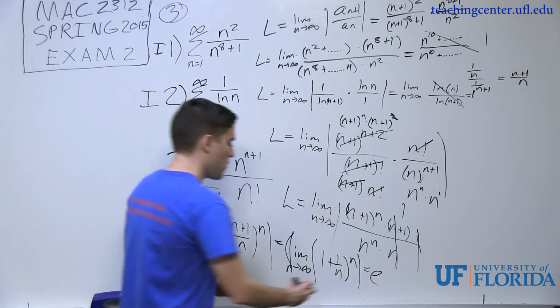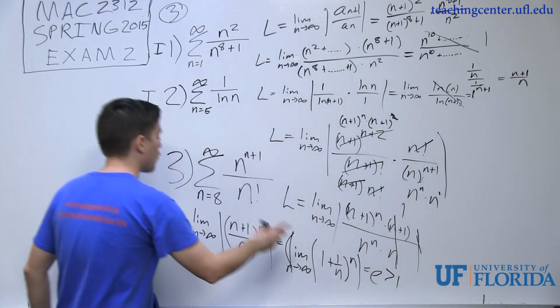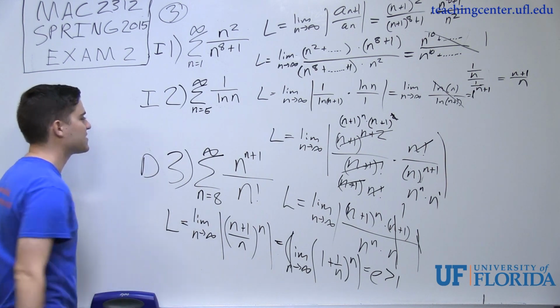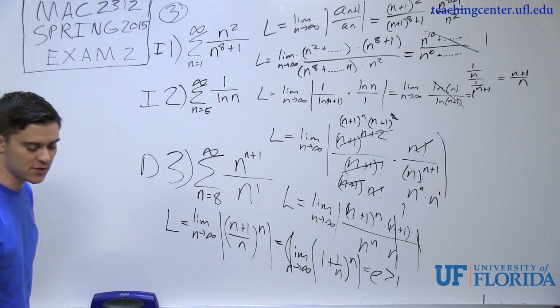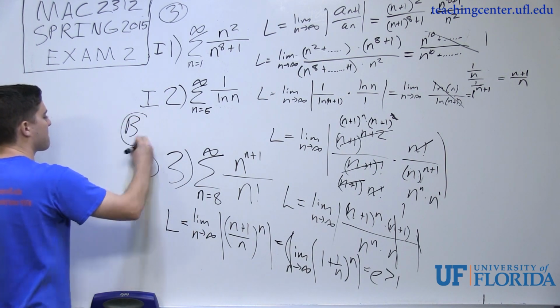e is greater than 1. So therefore, by the ratio test, this is divergent. So I got inconclusive, inconclusive, divergent, which means that the answer is B.